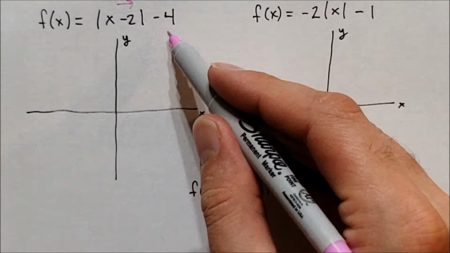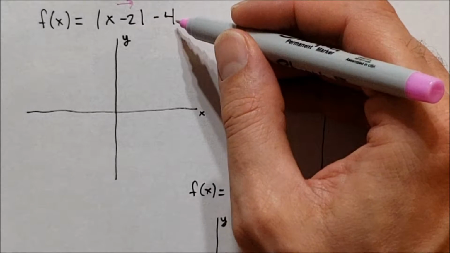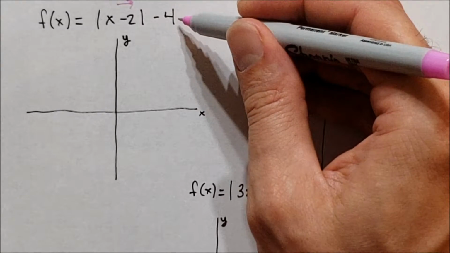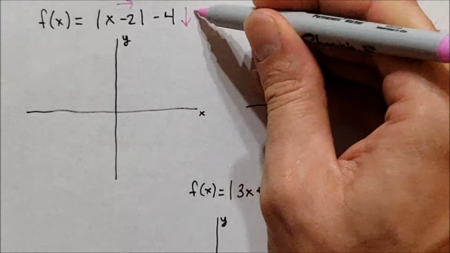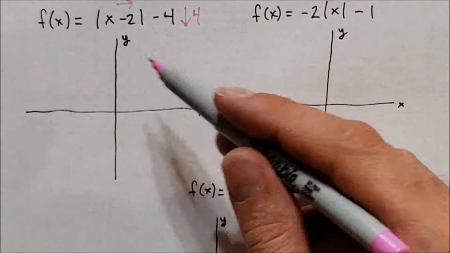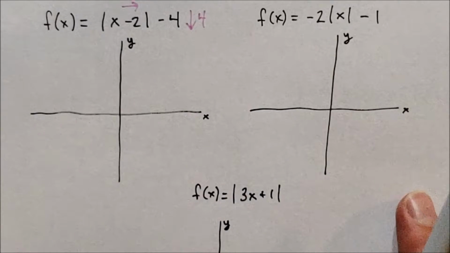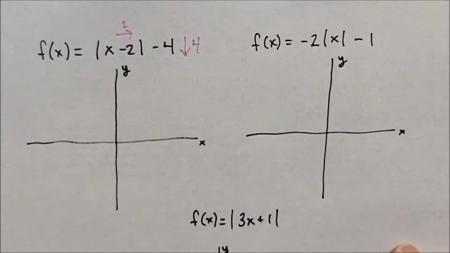Outside the function, this -4 is going to affect the y direction. So it's going to go the direction that we would think it should go. This negative says it's going to go down 4. And so we're going to graph this accordingly.